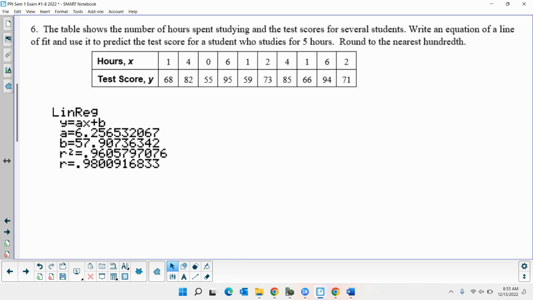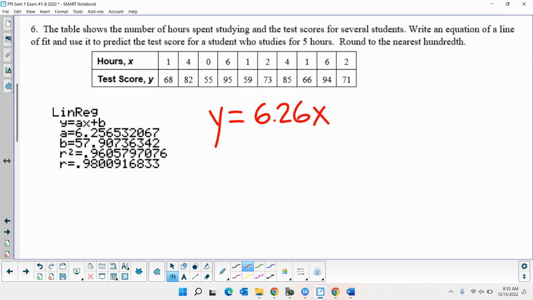We're trying to find an equation of a line of fit. That's called the line of regression, or regression line, all right? So here's my equation. Just take those numbers. I'm going to round to hundredths, so 6.26x, and B is a positive 57, so plus 57.91. All right, so there's my equation.